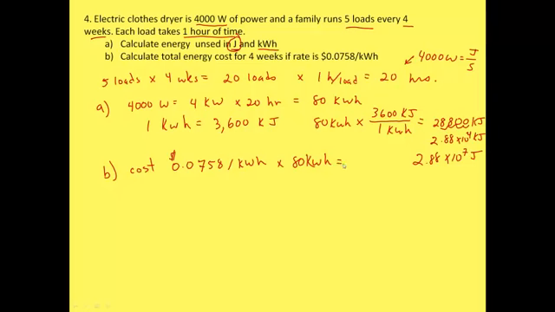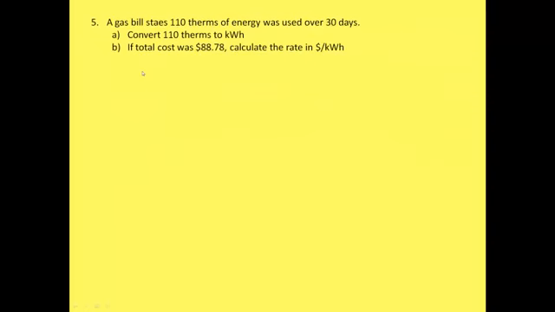And so this comes out to a total of $6 and about 6 cents. In number 5, we have a gas bill, I forgot the T in there, states that we have 110 therms of energy being used over a 30-day period of time. So we need to convert the therms into kilowatt hours.